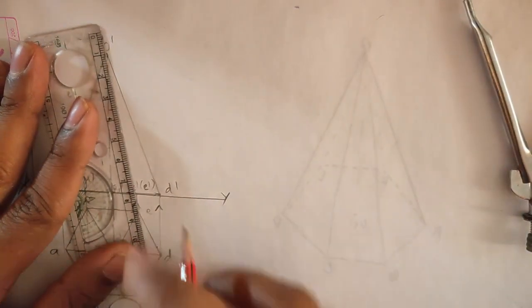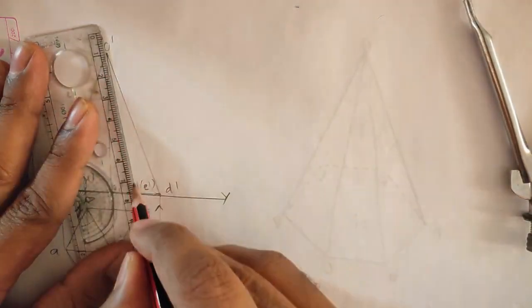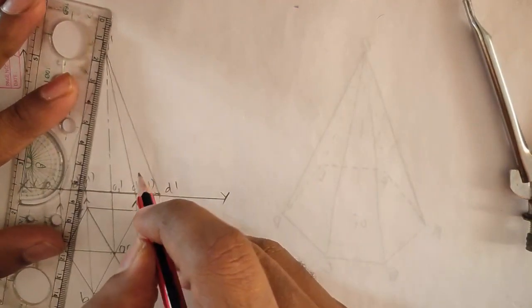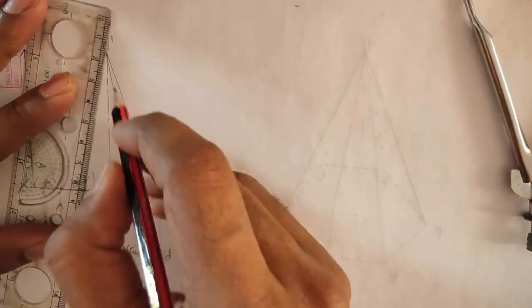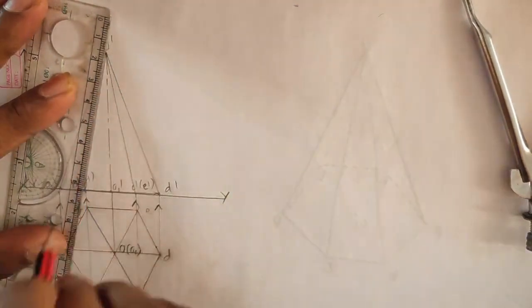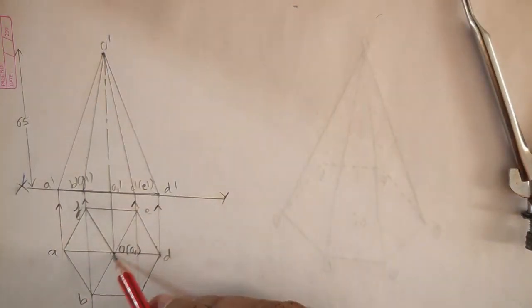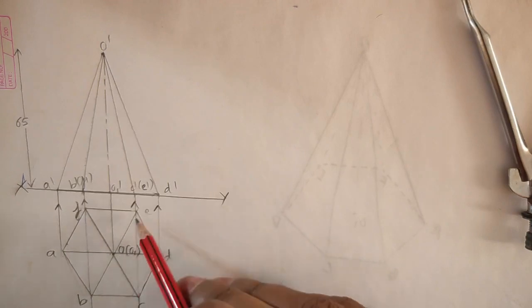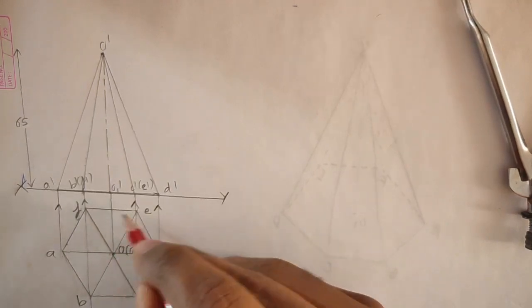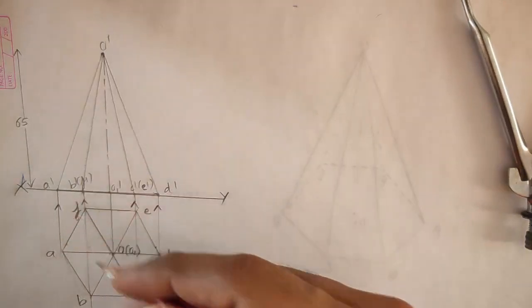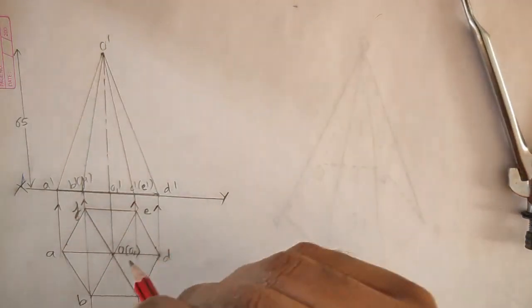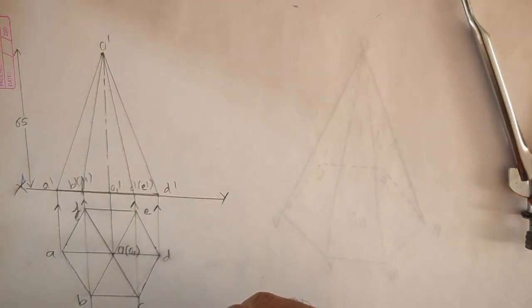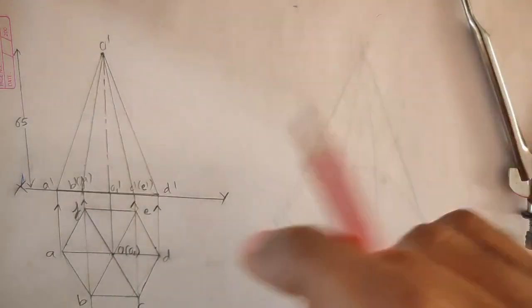So if you observe, what you find is in the front view you are seeing three triangular faces, and they are OAB, OBC, OCD. Three triangular faces are seen in the front view, whereas the other three triangular faces ODE, OEF and OFA are behind and they will not be seen. So this is the top and front view of the hexagonal pyramid.